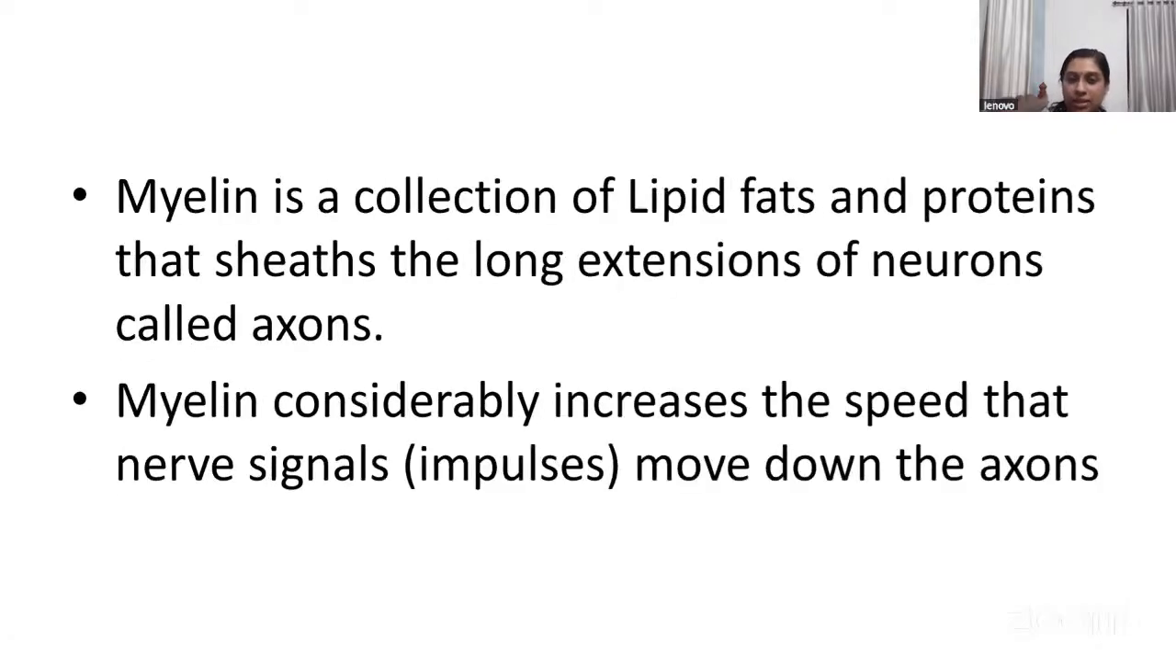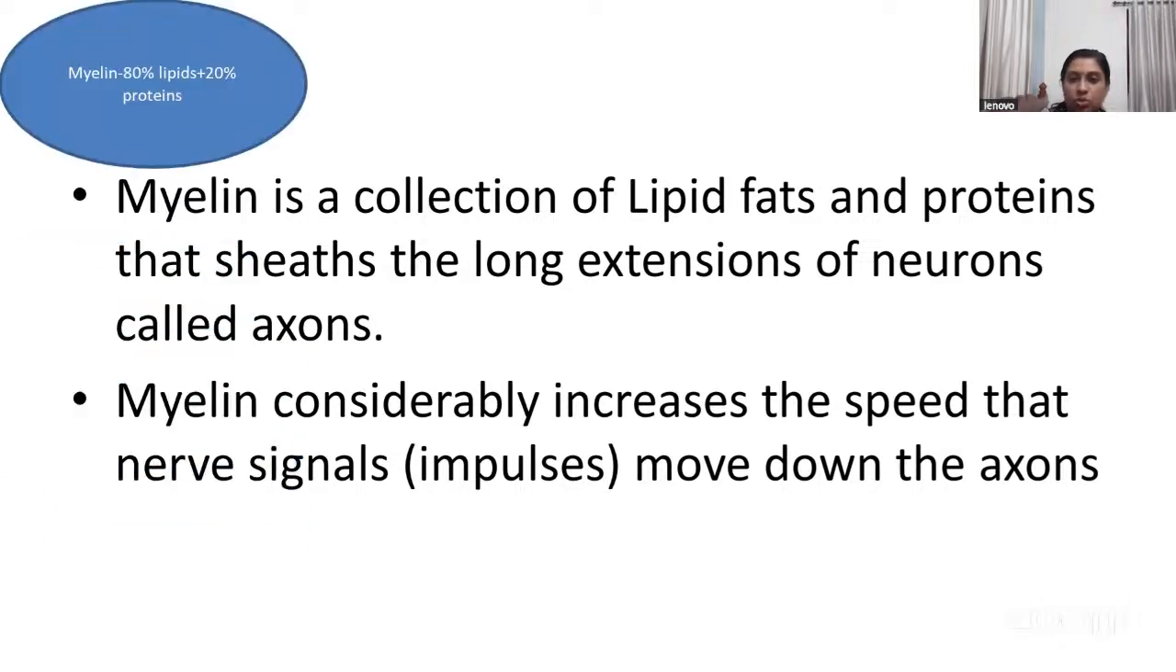So what is myelin? It's a collection of lipids, fats, and proteins that sheets along the long extensions of neurons, that is covering the axons. The collection of lipids and fats and proteins, they are called myelin. So it considerably increases the speed of the impulses. So what's the composition of myelin? It's about 80% lipids and 20% proteins.